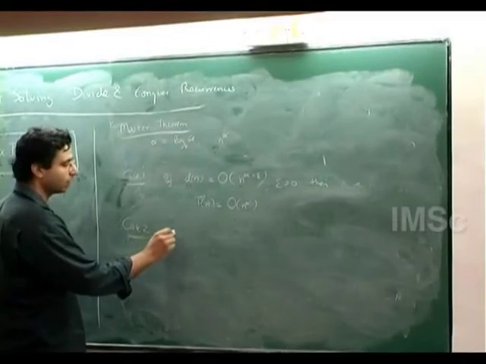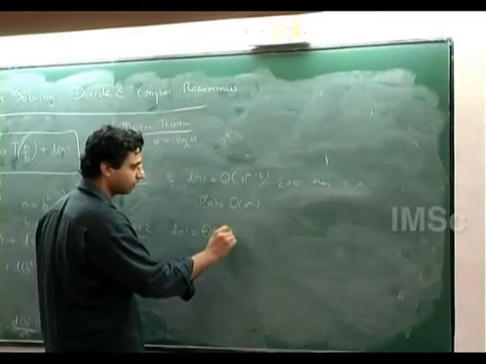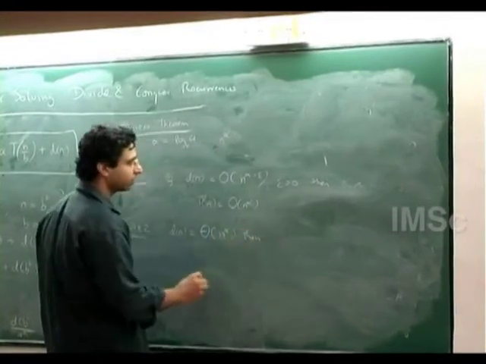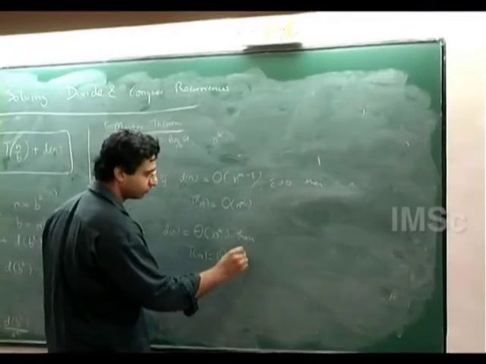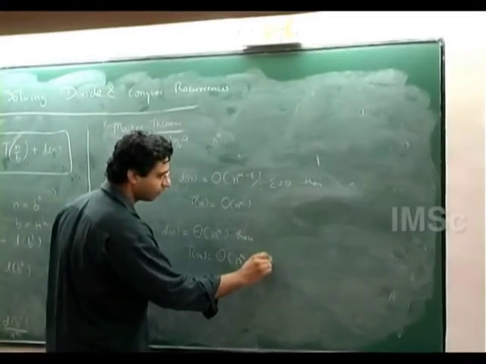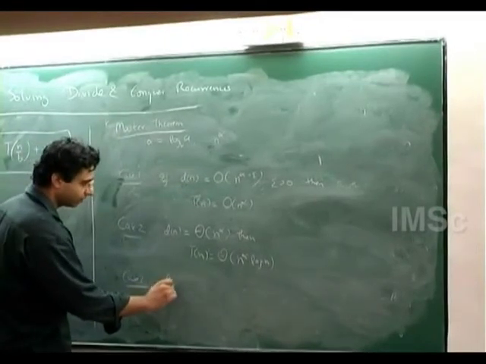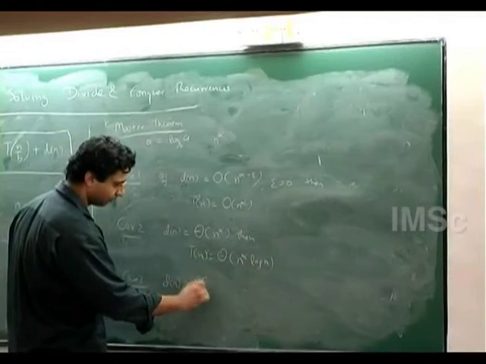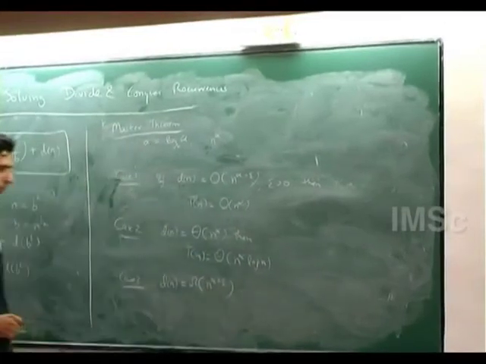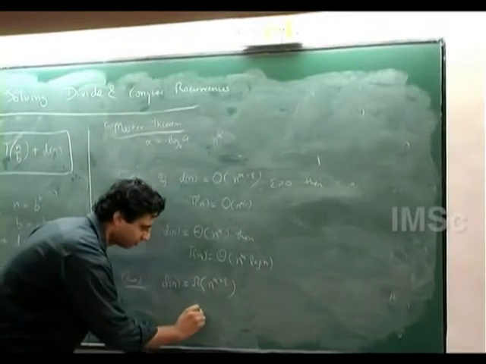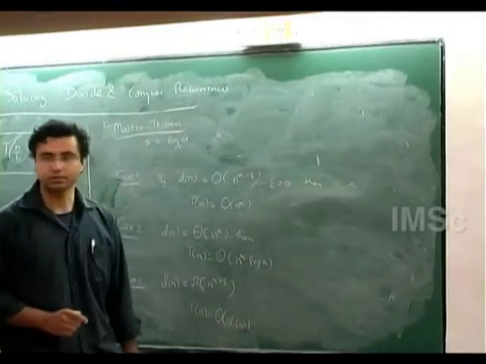Case 2 is when both the driving function and the watershed function are roughly of the same order. In that case, T of n is theta of n raised to alpha times log n. And case 3 is when the driving function is polynomially larger than the watershed function. In that case, T of n is dominated by the driving function.